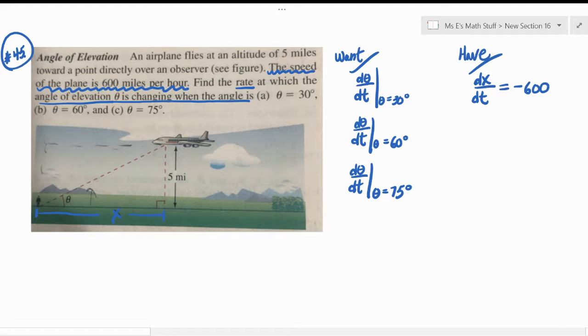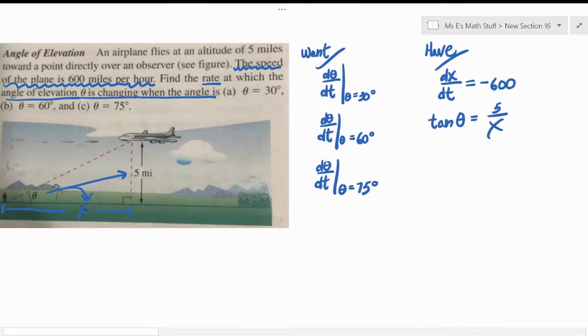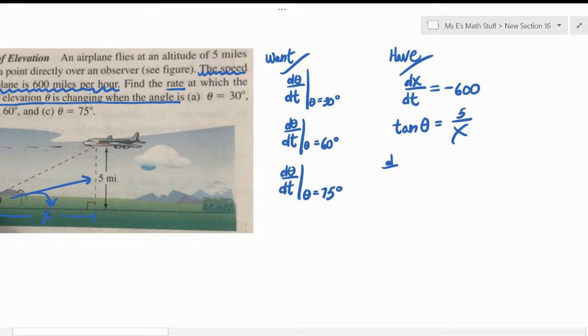Next, let's find an equation that relates theta and x. We could use the 5. I'm going to go with 5 is opposite, and then x is adjacent. So I'm going tangent. So tangent of theta is opposite over adjacent. There we go. And now we're going to take d/dt of both sides.